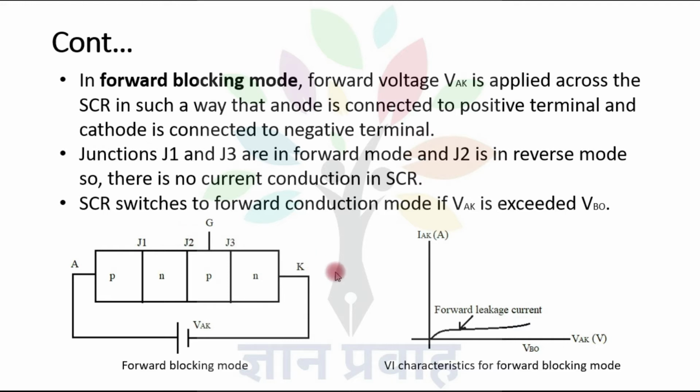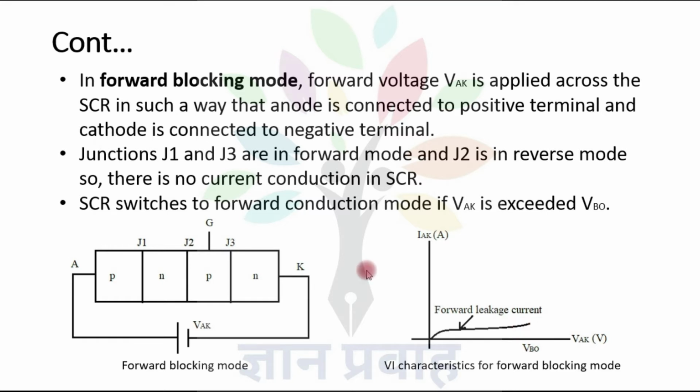And if we want to plot the VI characteristics for forward blocking mode, then it looks like this. Applied voltage across the SCR, that is VAK. And due to application of VAK, current IK is on the vertical axis. Ideally, the current conduction is 0, but due to some minority charge carrier movement, there is leakage current, and this leakage current is called forward leakage current. That's why small current is present in forward blocking mode.